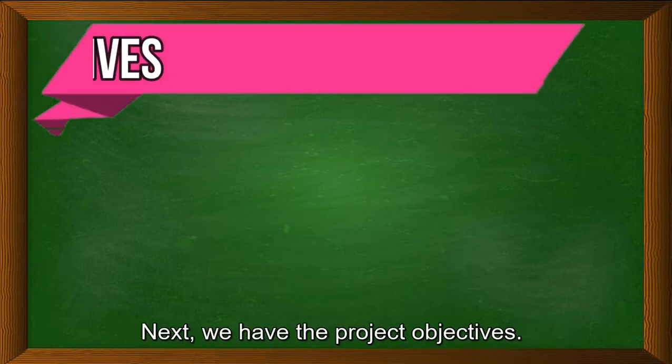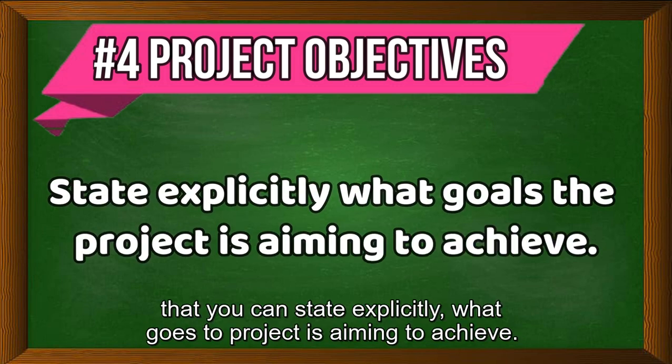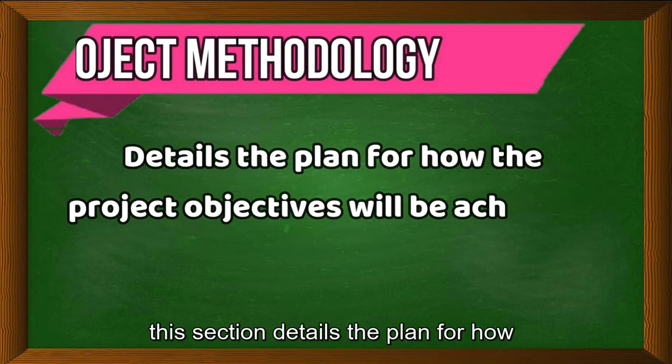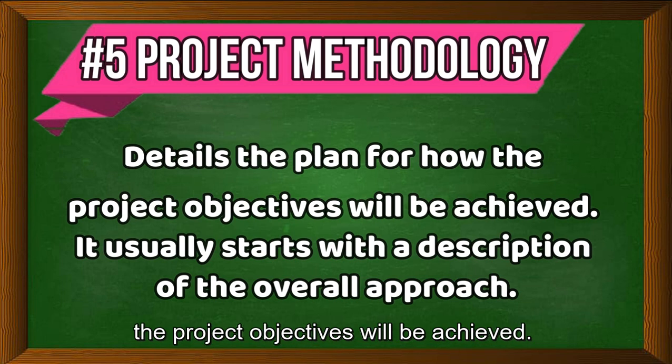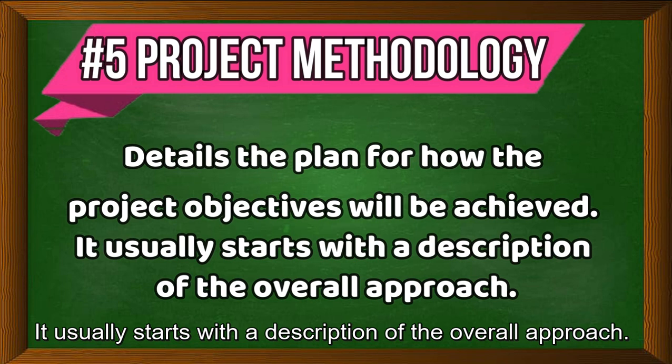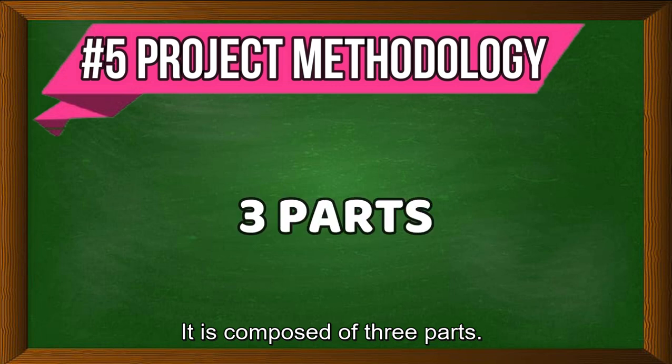Next, we have the project objectives, where you state explicitly what goals the project is aiming to achieve. Then the project methodology. This section details the plan for how the project objectives will be achieved. It usually starts with a description of the overall approach. It is composed of 3 parts.